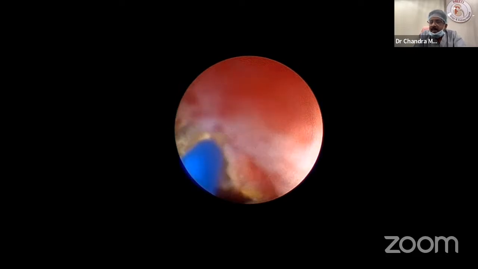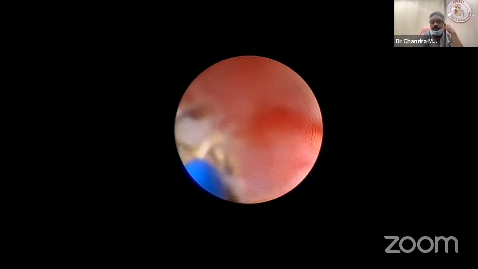This is the time I use a laser to make a small hole in the stone so that I can break it, because the pneumatic is slipping. If you slip and forcibly push it, the stone may migrate or perforate. So you should use less force. Make a small irregular surface on the stone and then break it. Let us see. Just short pulses.